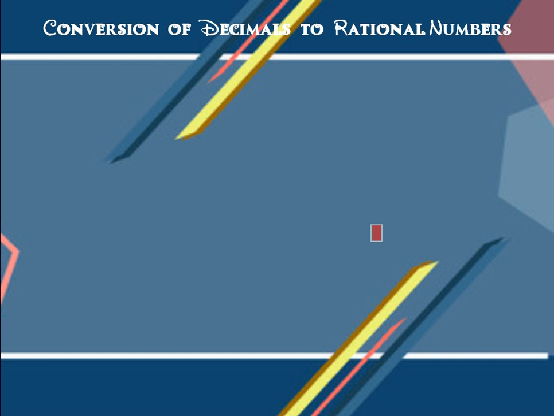So let us convert the decimals to rational numbers. We convert decimal numbers into rational numbers because sometimes we need rational numbers in a problem to solve the equations. To convert the decimals to rational numbers, we have to follow 3 very easy simple steps.